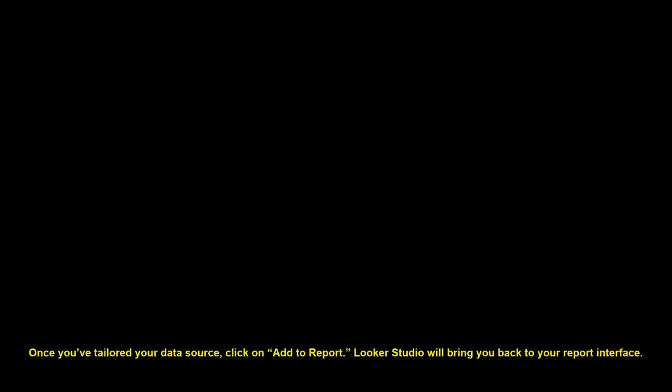You can also select and adjust the fields you want to include in your report. Configure the data types for each field if they need adjustments. Once you've tailored your data source, click on Add to Report. Looker Studio will bring you back to your report interface.